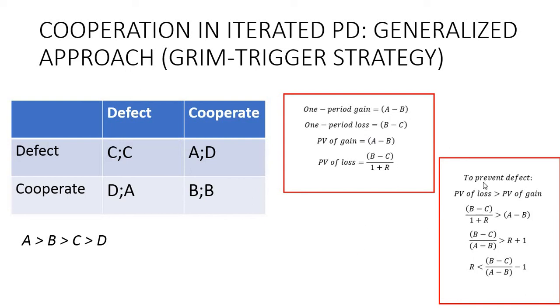So in this case, in order to prevent defection, present value of loss should exceed the present value of gain, and you will find out that the value of effective rate of return should be smaller than B minus C divided by A minus B minus 1. So under this condition, cooperative outcome will be sustained.